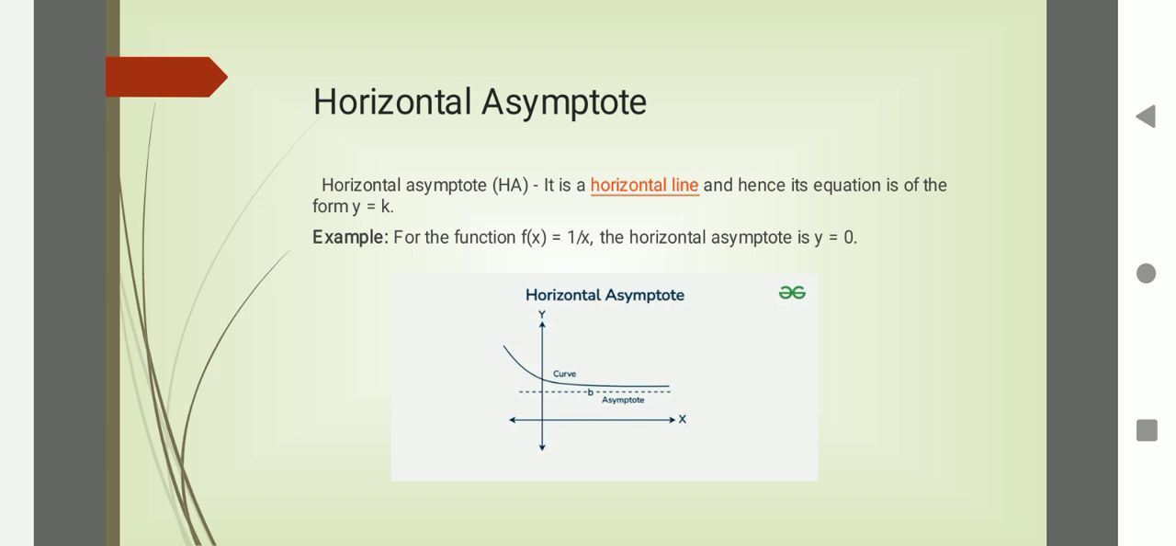So horizontal asymptote is a horizontal line, and hence its equation is of the form y is equal to k, because it is parallel to the x-axis. An example is also given: for the function 1 by x, whose curve is drawn, its asymptote is y is equal to 0, that is the x-axis. Y is equal to 0 is the x-axis, so the x-axis itself is the asymptote of the curve.